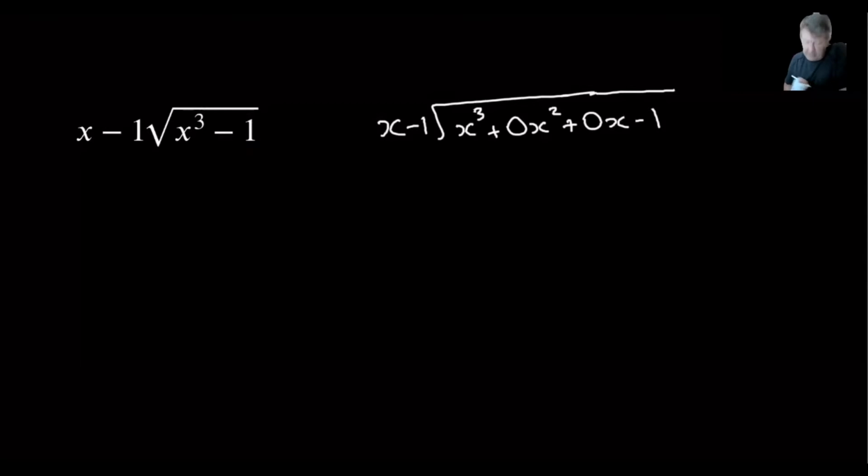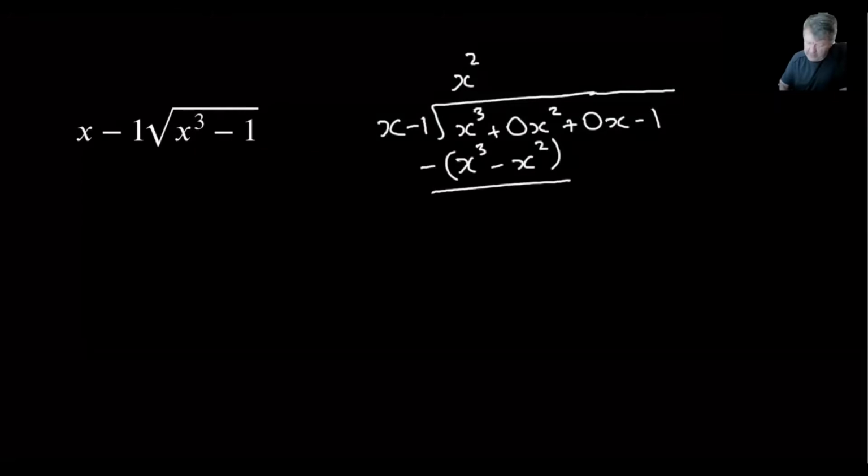All right, same old process. X into x cubed is x squared. X squared times x is x cubed. X squared times negative 1 is minus x squared. Brackets, minus, underline. X cubed minus x cubed disappears. 0x squared minus negative, so plus x squared. We're left with, of course, positive x squared. Bring down the 0x. X into x squared is plus x.